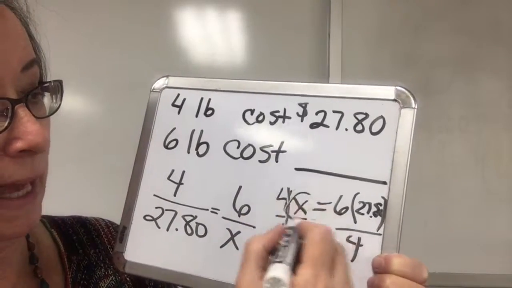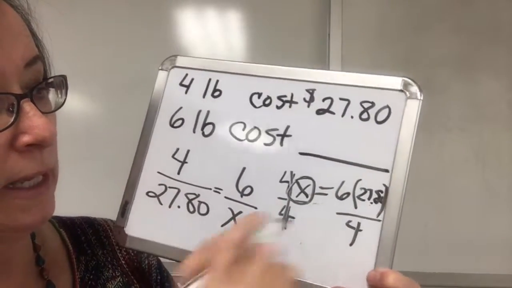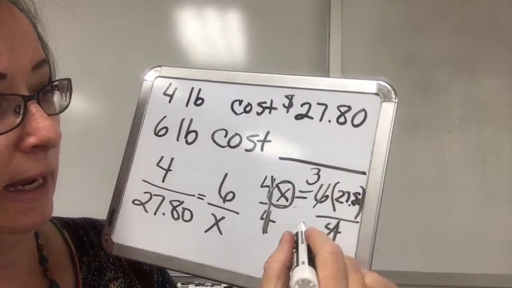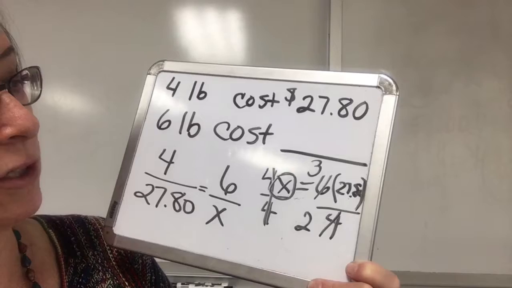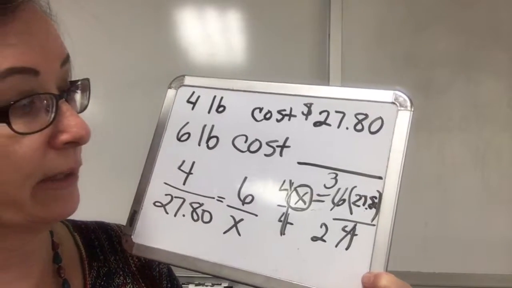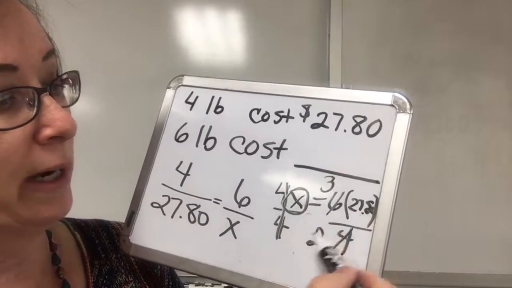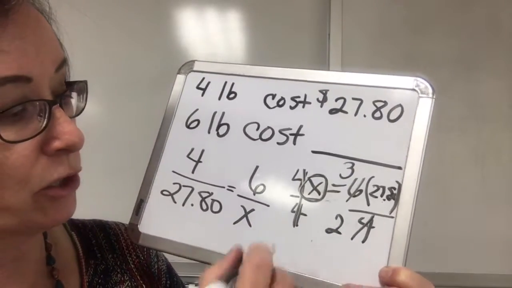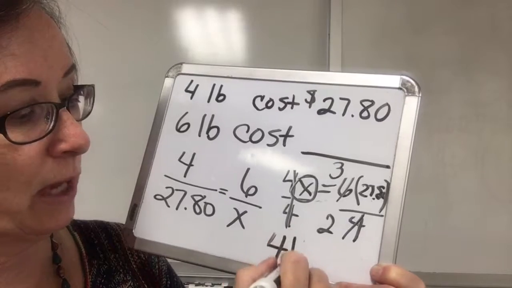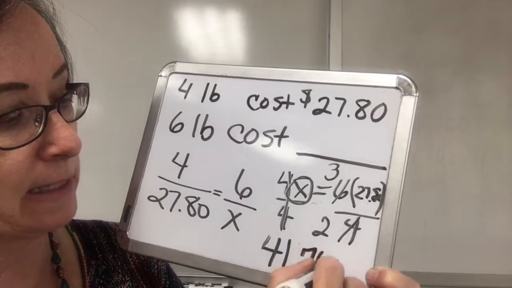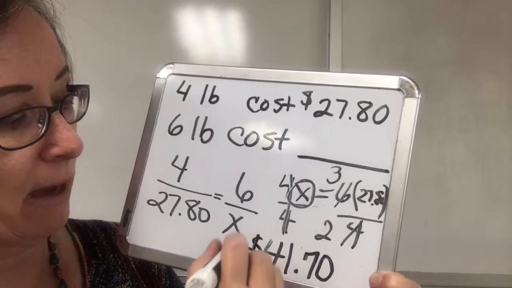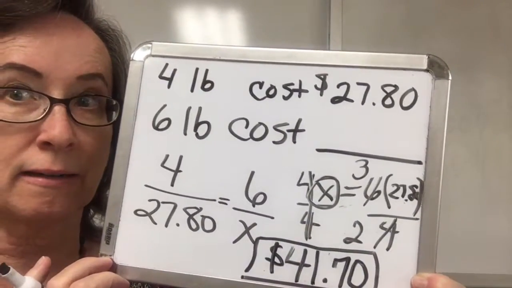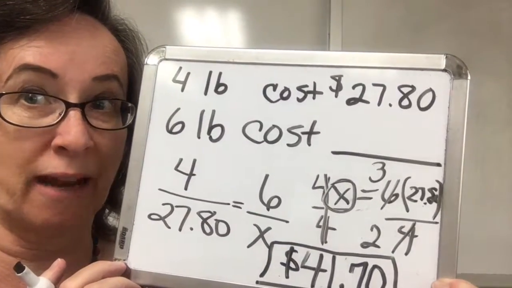Okay, so now if I want to simplify, first of all, I have to divide by 4, and that just gives me x, the answer that I'm looking for. So I could go ahead and reduce this to a 3 and a 2, and then just crank it out on your calculator, because this is 1.5 times 27.8, and the answer should be $41.70. There is the answer. We've only got 5 problems today, and that was the first one.